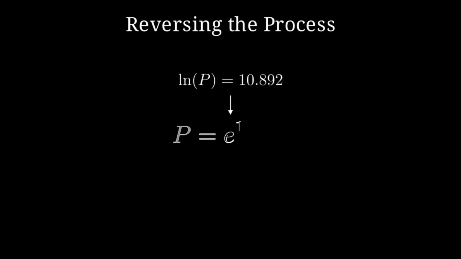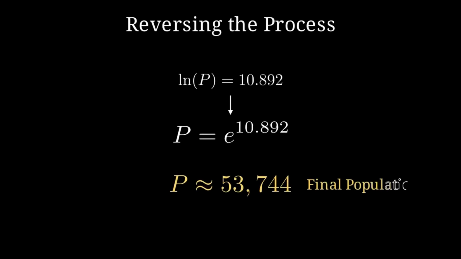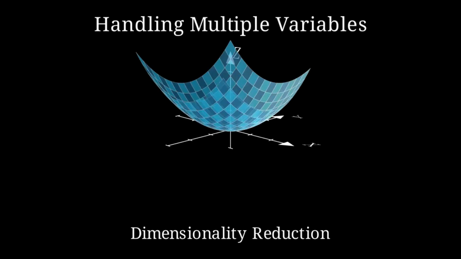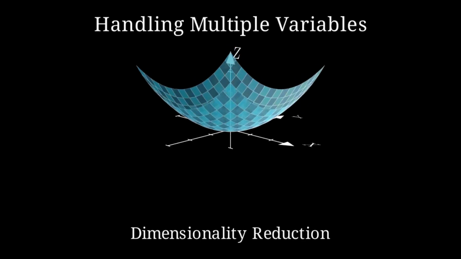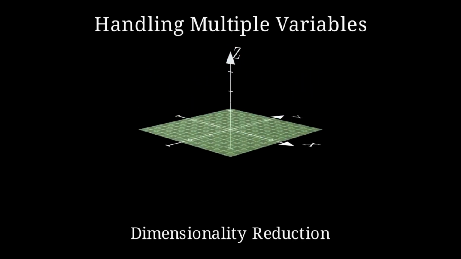To find the actual population count, we simply take the exponential of our result. By raising e to the power of 10.892, we find that there are approximately 53,744 bacteria. When dealing with 3 or more variables, linearization allows us to use multiple linear regression. This treats each variable as a separate additive component, making it possible to solve for several unknowns at once.